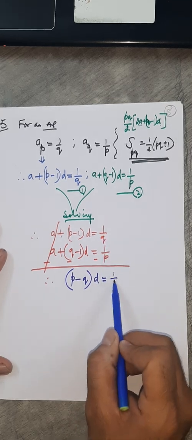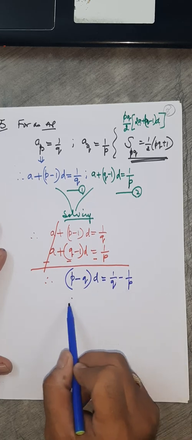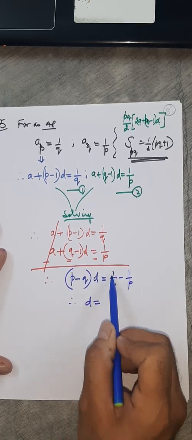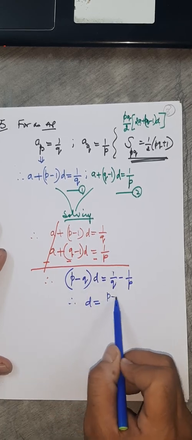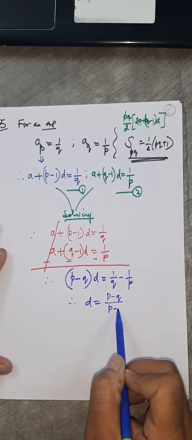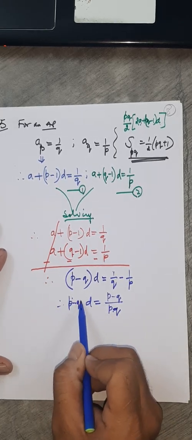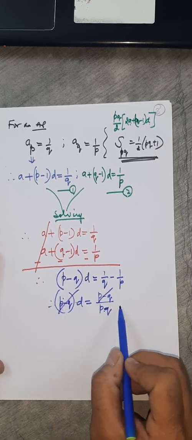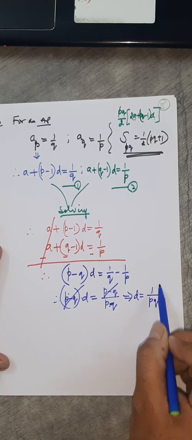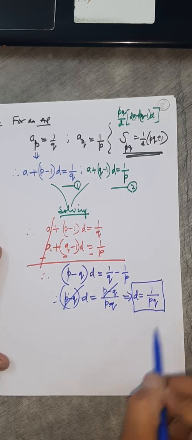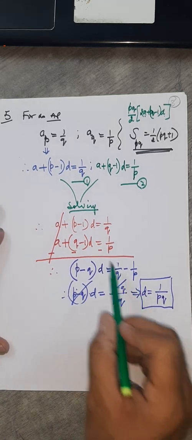What about this? 1 by Q minus 1 upon P. Do the cross multiplication, and we'll get P minus Q upon PQ. And this P minus Q here, let me write P minus Q, will get cancelled with this. So from this you will get the common difference, which is 1 upon PQ. The common difference is this.